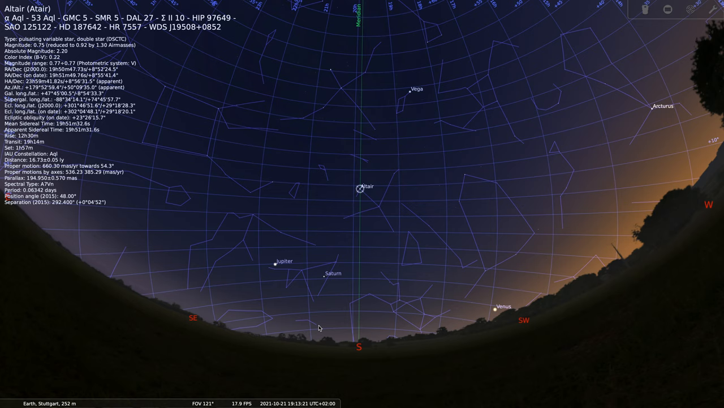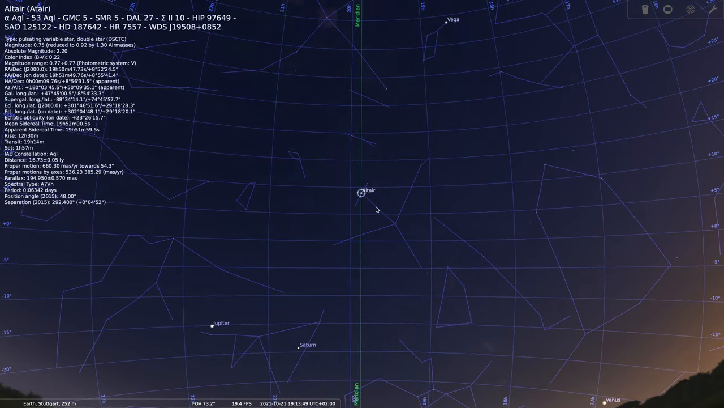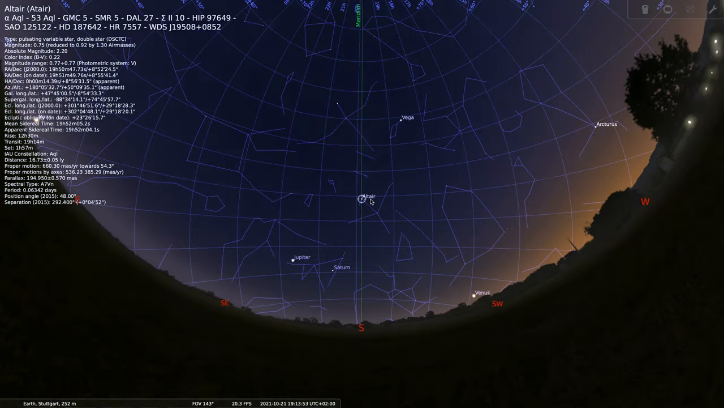Also the so-called air mass is smaller. So if you look at the horizon, imagine our Earth is a sphere and we're looking to the horizon, we are looking through way more atmosphere layers than when we look directly to the zenith, directly above our heads. So having an object as high as possible is also very good for our observations. Now this is basically it.